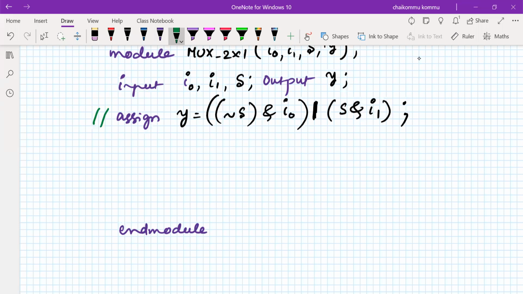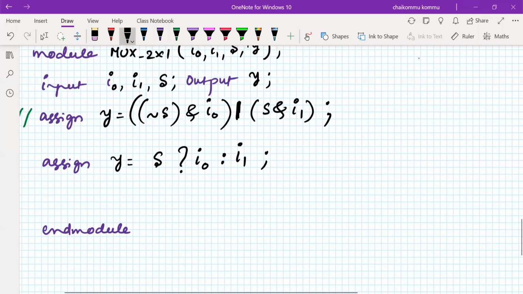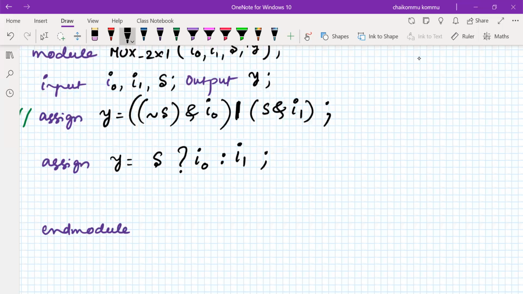Particularly for this kind of example, especially the 2-to-1 multiplexer, the ternary operator is a useful one. So I'm going to use the ternary operator. Assign Y is equal to, please carefully understand: if S is equal to true, I naught must be the output, otherwise I1 will be the output. So that's how I can write. See here, what is the expression that I'm writing here? It is one expression.